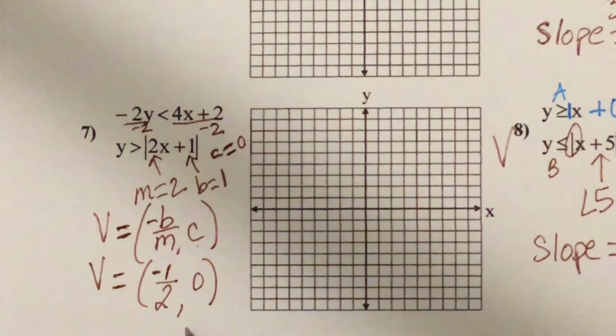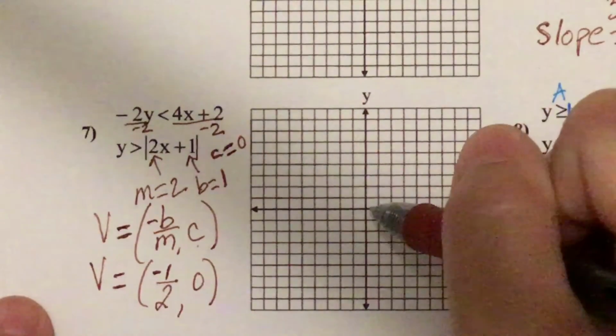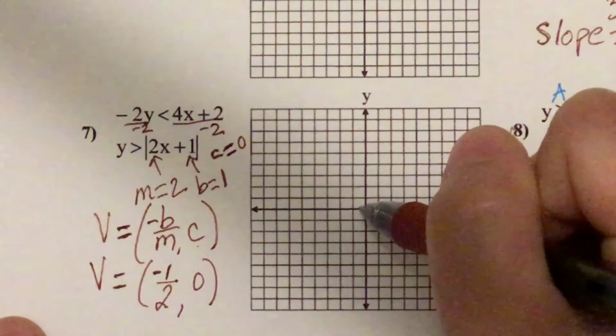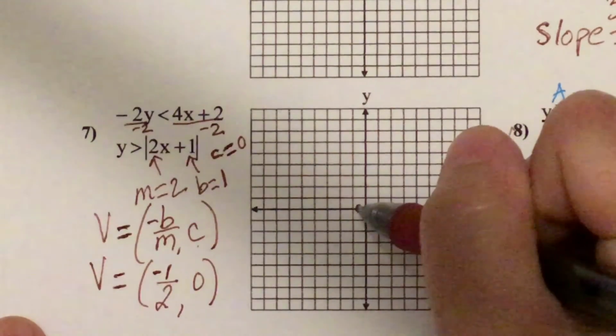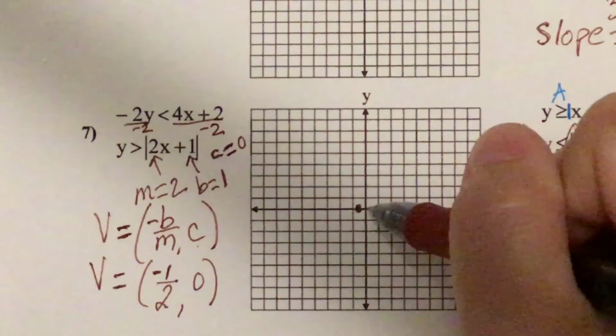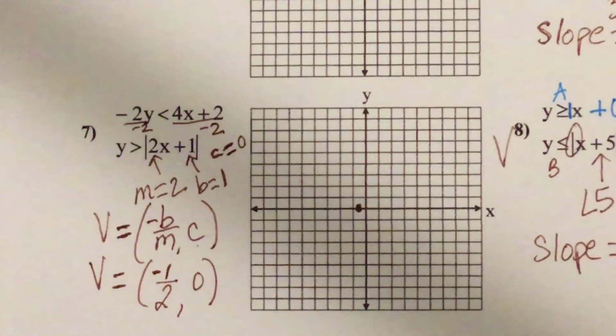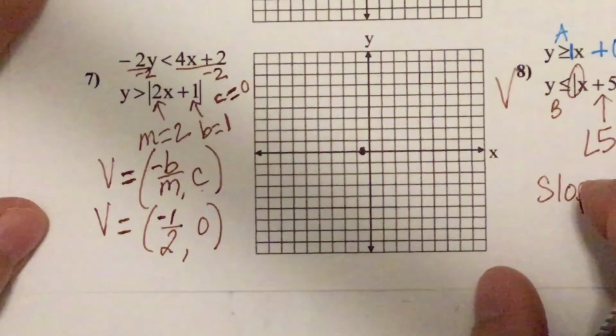So this is one reason why I didn't want to do the problem, because I didn't want to freak you out. But negative 1/2, 0 means go left a half and then don't go up or down. So you're just plotting a point that's halfway between 0 and negative 1. It's not that big of a deal. It's just students tend to freak out with fractions.